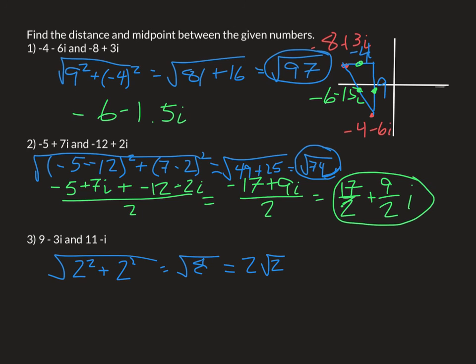If I'm doing the midpoint, again, we add up our real components to get 20. We add up our imaginary components to get minus 4i. Divide that by 2. And then we simplify to get 10 minus 2i. Okay, that's how we find the distance and midpoint on the complex plane. For now, we are done.